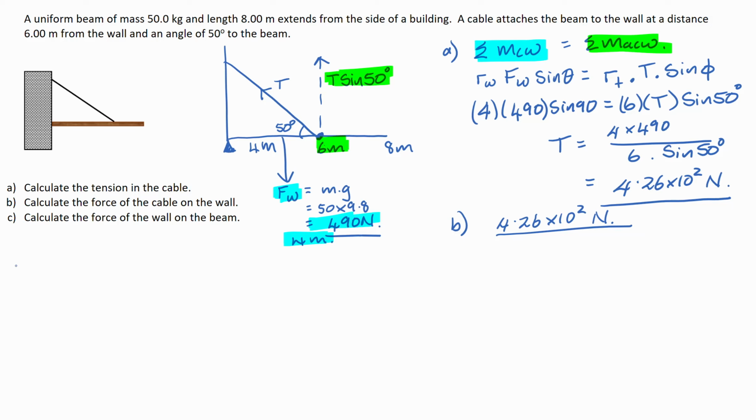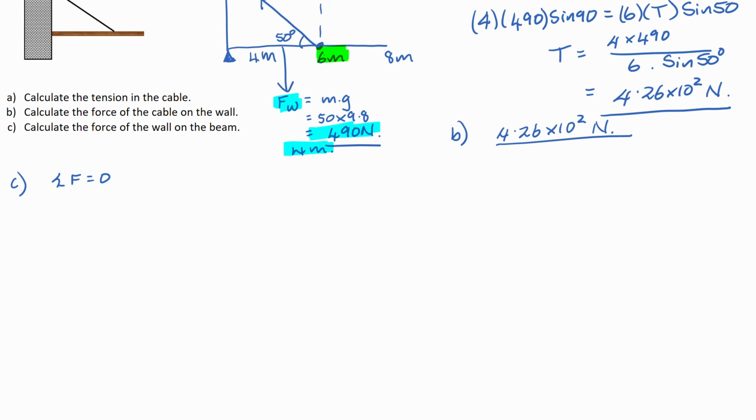Finally, we come to the force of the wall on the beam. Now this is something that we don't know. We're going to have to calculate it from our other condition of equilibrium, and that is that the sum of forces is equal to 0. So here what we need to do is draw in another diagram showing our forces.